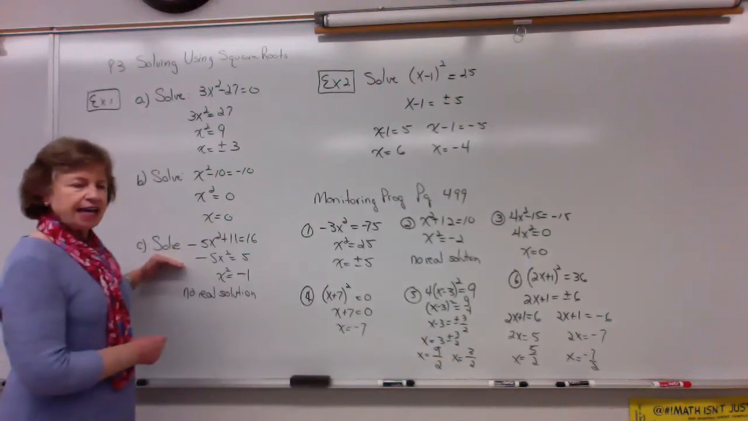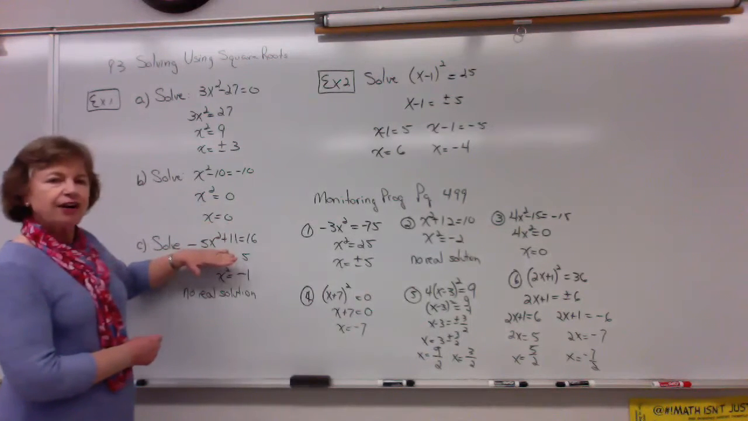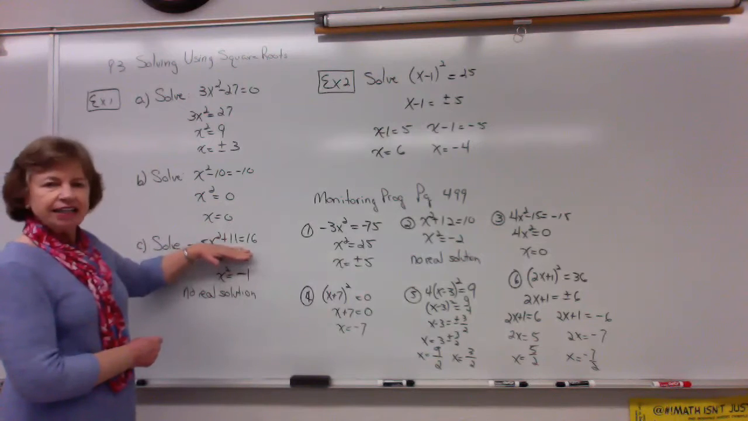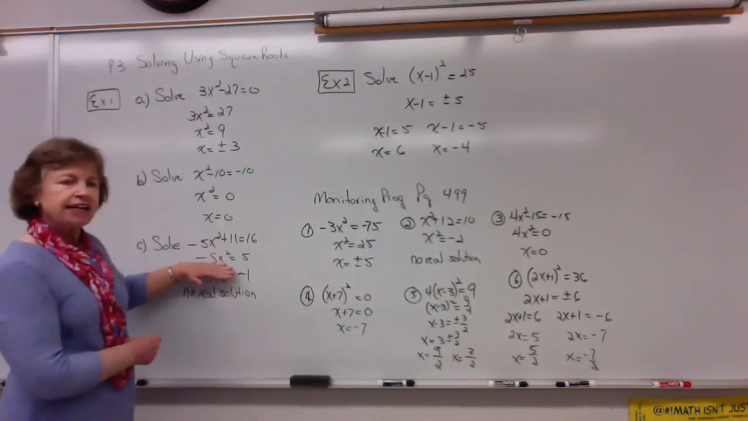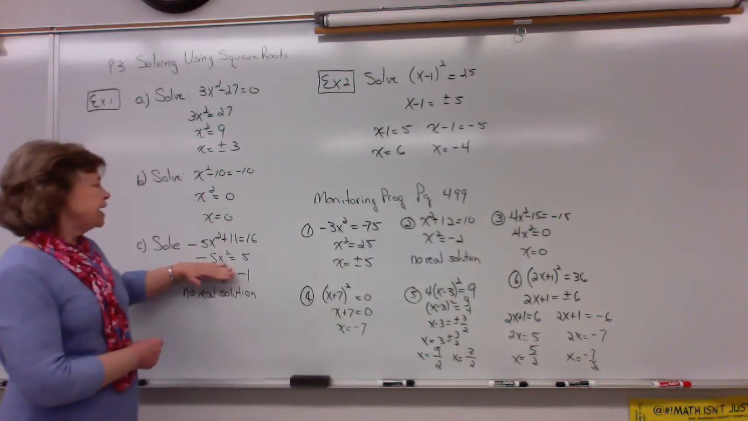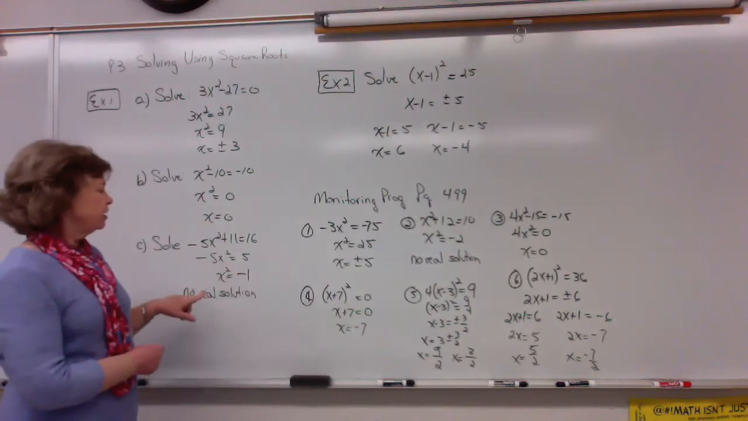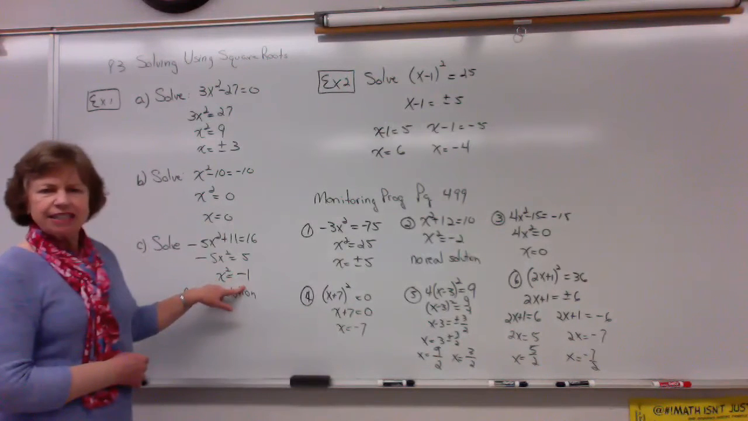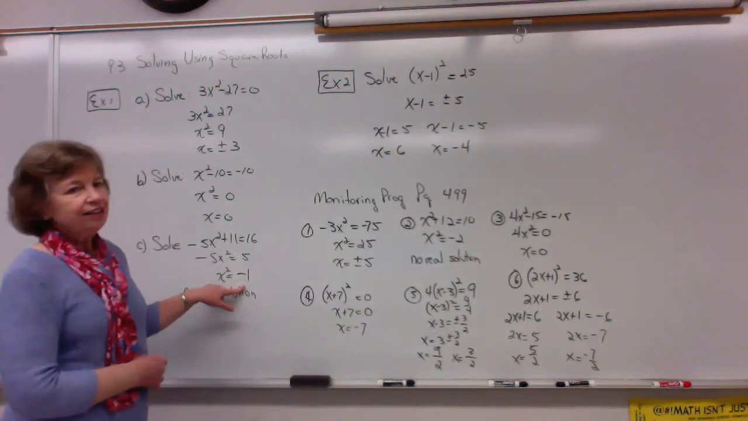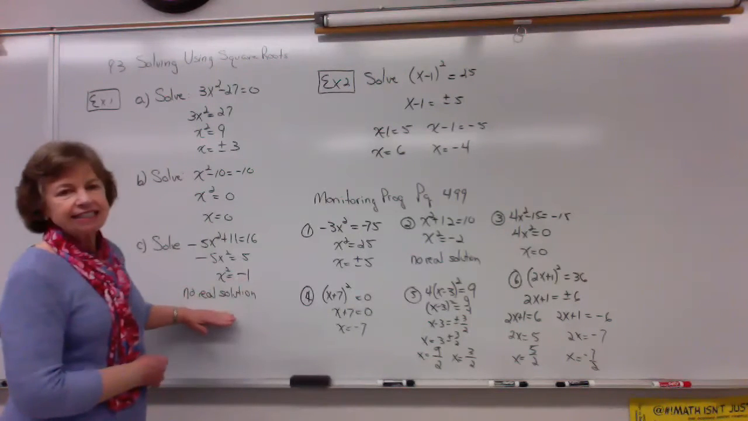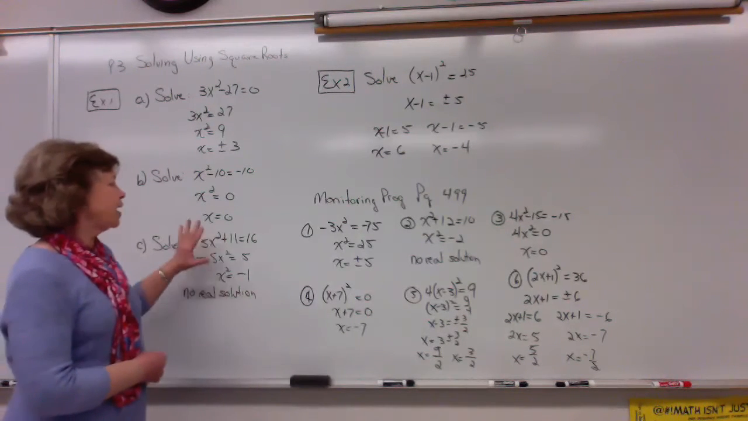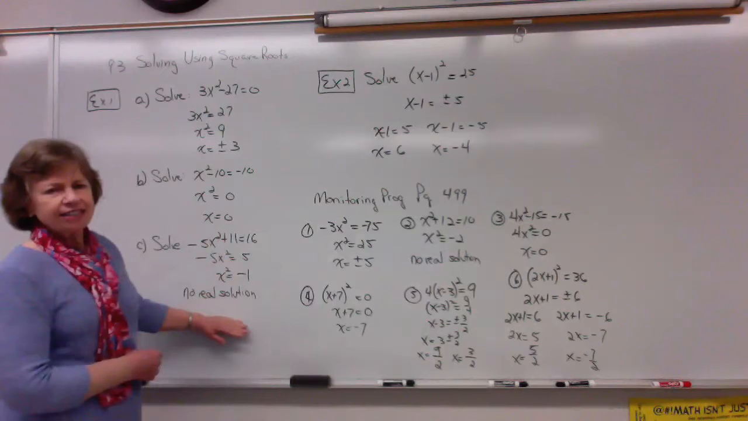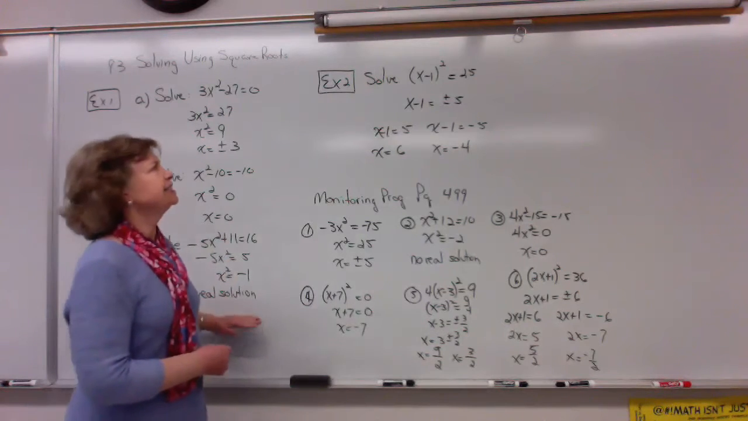And the last one in that example that they gave you was negative 5x squared plus 11 equals 16. I'm isolating that x squared term again, so negative 5x squared equals 5. This one I'm solving for x squared, negative 1. Can we take the square root of a negative number? No, we cannot. And that means there is no real solution. If you graph this little guy, he would not cross the x-axis.